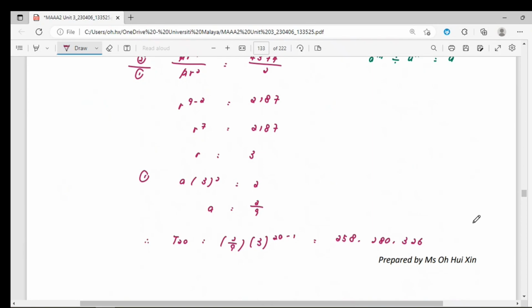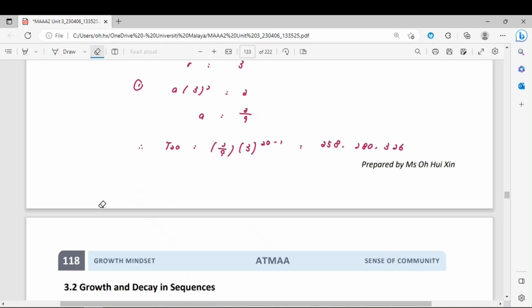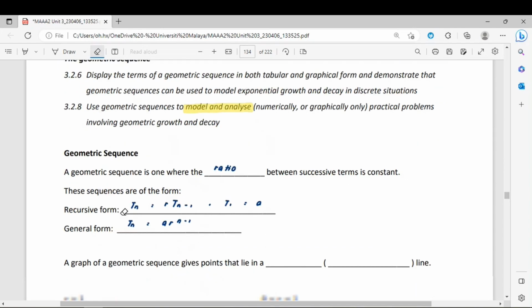Okay, these are the parts that we needed to top up for the question that we didn't manage to finish. Now we are going into the last part for geometric sequence, where we talk about what the graph looks like if we plot the sequence on a Cartesian plane. Let's look at page 118.